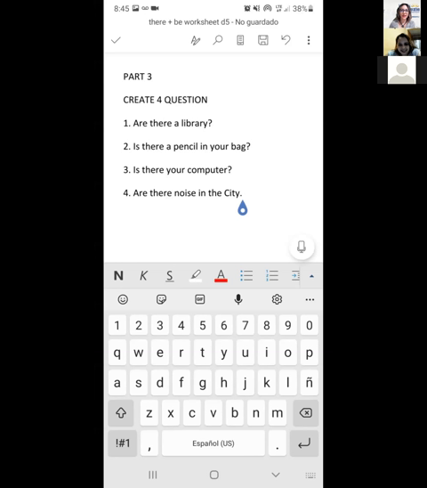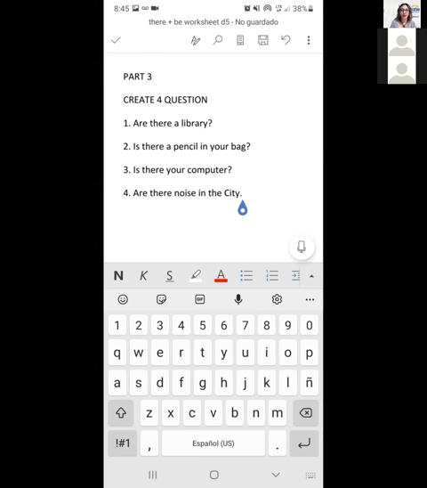Elizabeth. Hello, Marisol. Hello, teacher. Have you finished? Okay, perfect. So we are ready to return. Okay, number 1. Are there a library? Tendría que ser is, porque es una. Okay. Is there a pencil in your bag? Is there? Y en la number 3 le hace falta la Alice. Is there a computer? Okay.